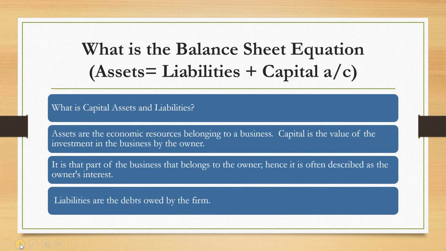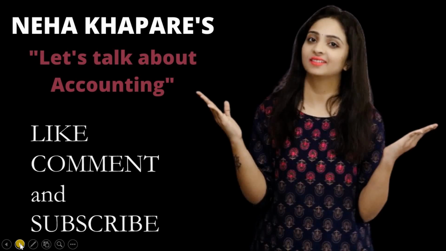Okay, then what are capital, assets and liabilities? Assets are the economic resources belonging to a business. Capital is the value of investment in the business by the owner. It is that part of the business that belongs to the owner, hence it is often described as owner's interest. Liabilities are the debts owed by the firm. The owner has an interest for the capital contributed by him, and the capital contributed is nothing but the equity of that particular company. Liabilities are debts like secured loans, unsecured loans, OD account, etc. And assets are the economic resources belonging to a business like your bank account, your cash in hand, your fixed assets, etc. Okay friends, so this was about the balance sheet equation.